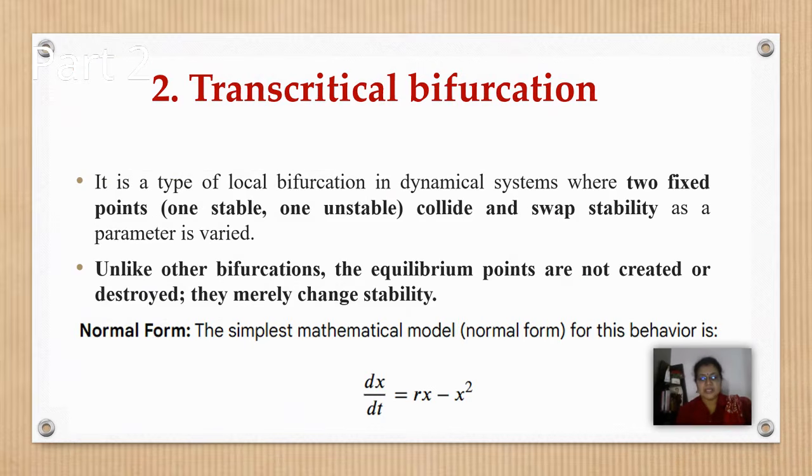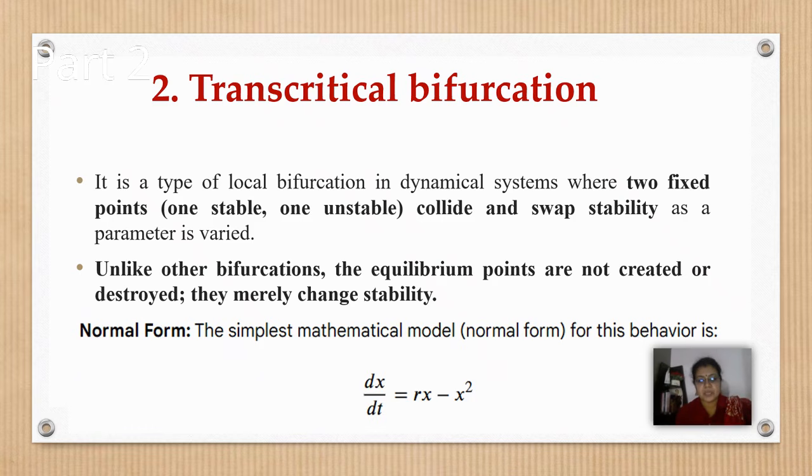Now let us get into the second type of bifurcation called the transcritical bifurcation. In the saddle node there were two fixed points, and then these two fixed points merged, and they too annihilated, destroyed each other. So there is a change in the number of fixed points. Here in transcritical bifurcation, there is no change in the number of fixed points.